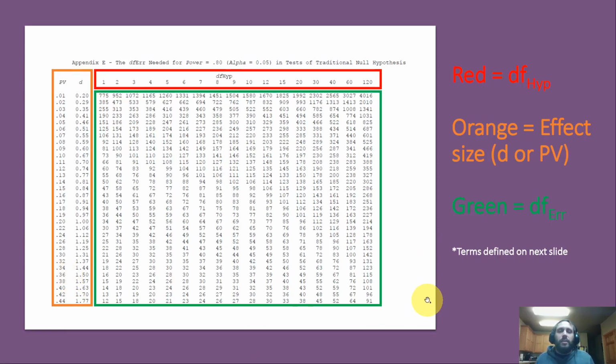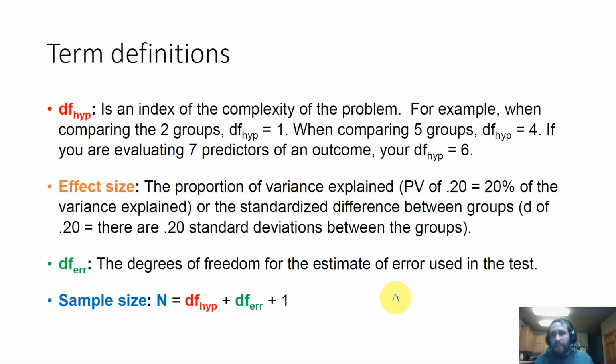And essentially, we use the degrees of freedom hypothesis and our effect size to determine what the degrees of freedom error are. Then we use the degrees of freedom error to calculate our sample size, and that's the end product. So I kind of already explained this to you, but this is just a better definition of what these are. So again, degrees of freedom is an index of complexity of the problem. So for example, if we have 2 groups, our degrees of freedom hypothesis is 1.